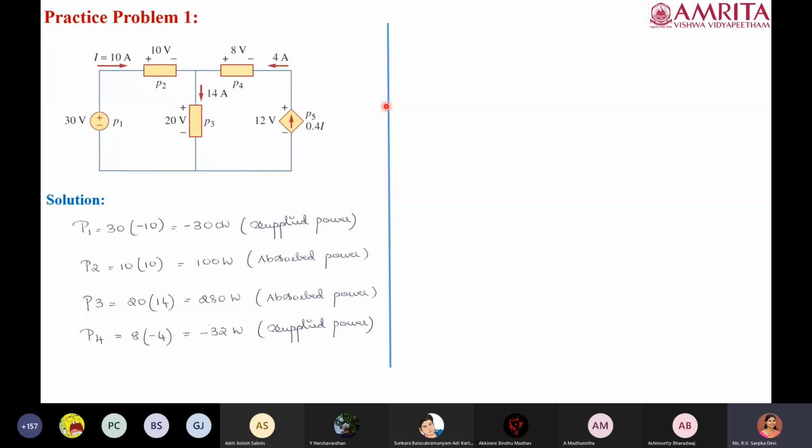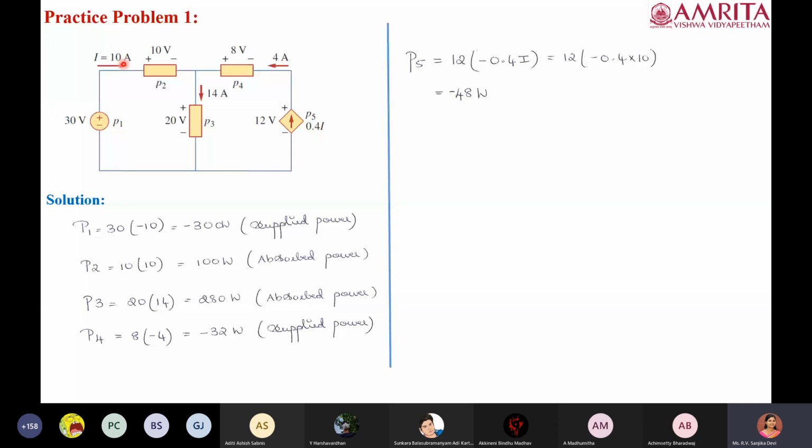So P5 is the voltage is 12 volt and the current is 0.4 I. And what is I? I is 10 ampere as given in the circuit. So what is the value of P5? Minus 48. Yes, it is minus 48 watt.